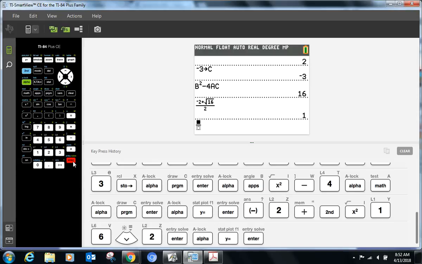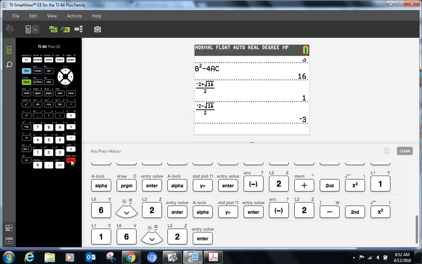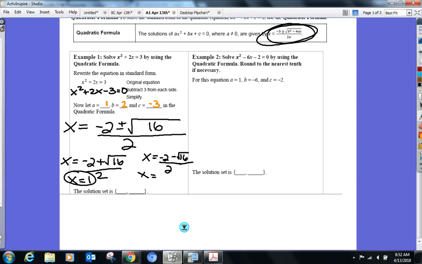And you're using a fraction template? Yeah. So I'm just typing in -2 minus square root of 16. And then I'm hitting the down button to go down into the fraction template and then putting the 2 in. I see what I did. I put the fraction template after I. Okay. And then -3. So 1, -3.